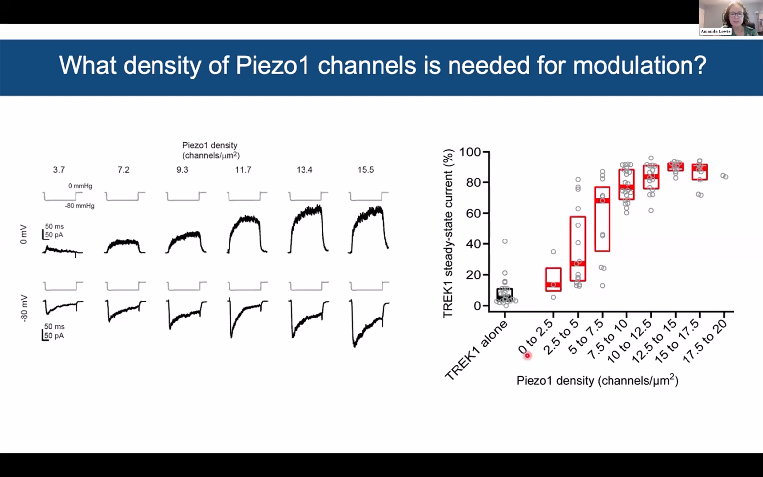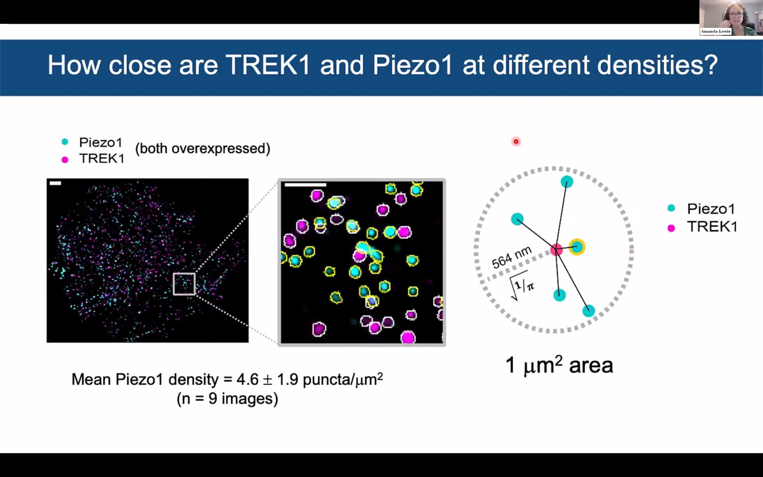We find that at low densities of piezo1, we actually don't see much modulation at all. These data look remarkably similar to TREC1 alone, with rapidly decaying currents. We see about a half maximal effect at about 5 piezo channels per micron squared, and then a saturating effect beyond 10 channels per micron squared, such that we have this nice sigmoidal relationship. So then with these data in hand, Marie went back to the scope and we asked a different question.